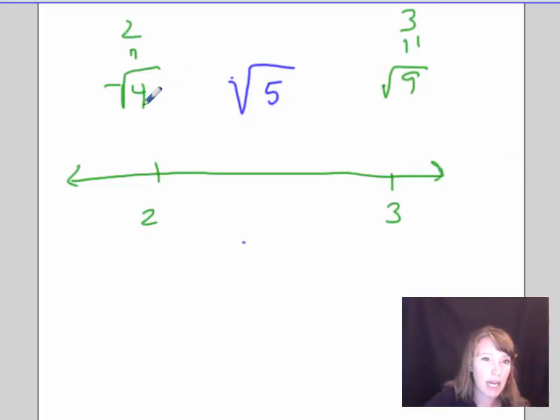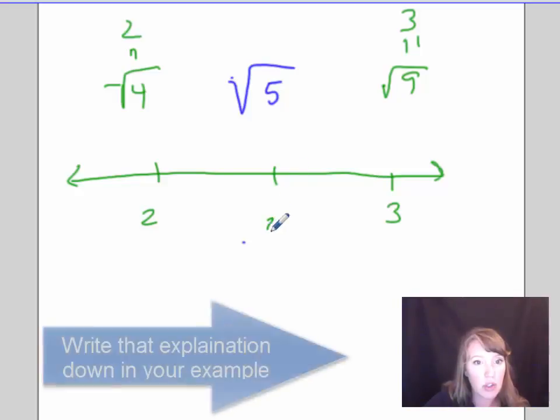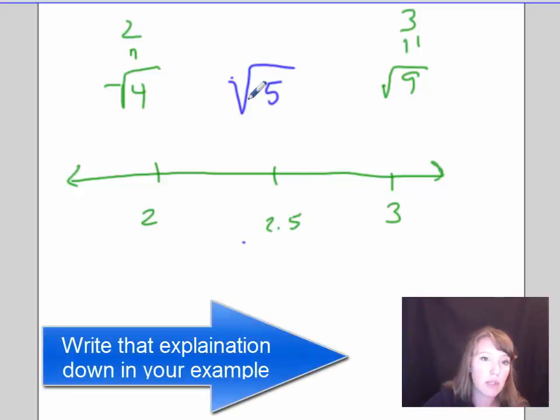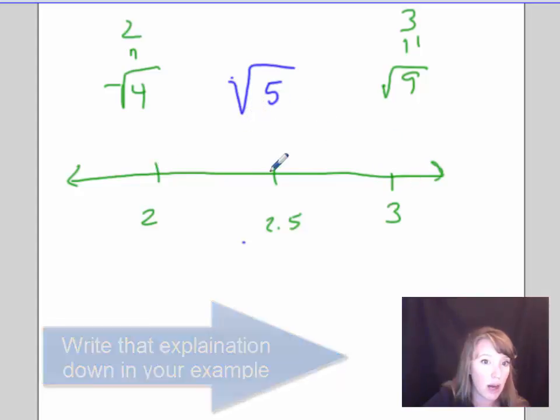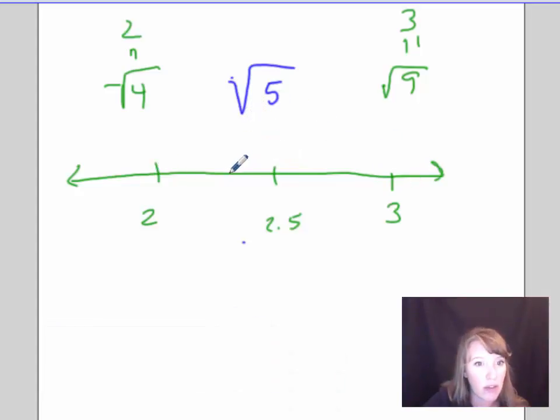Now think about the radicands for just a second: 4, 5, and 9. 5 is closer to 4 than it is to 9, so that means that if 2.5 were here, the square root of 5 is going to be closer to 2 than it is to 3, so it's going to be on the left-hand side of 2.5. Okay, so it's going to be maybe about here, the square root of 5. And that's about as exact as you need to get it in 8th grade.